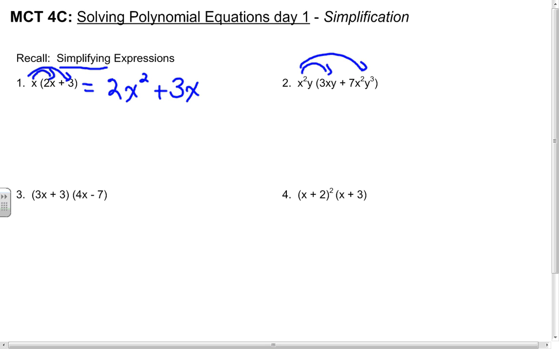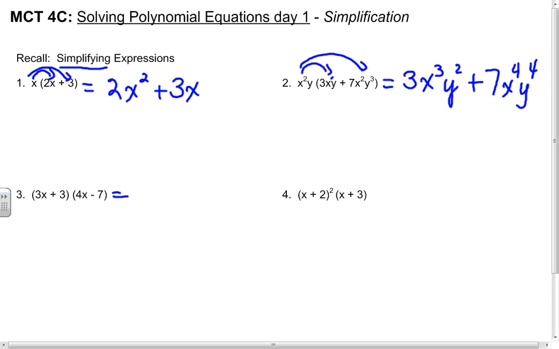I am multiplying each one of the terms in the next one by x squared y, which means I would have my 3, and my x power I would add to an invisible 1 to get x cubed. Get y squared because I would add the exponents in those two. Second term will now become 7x to the 4, y to the 4. So just be careful with your powers when you're multiplying that you're adding the exponents.